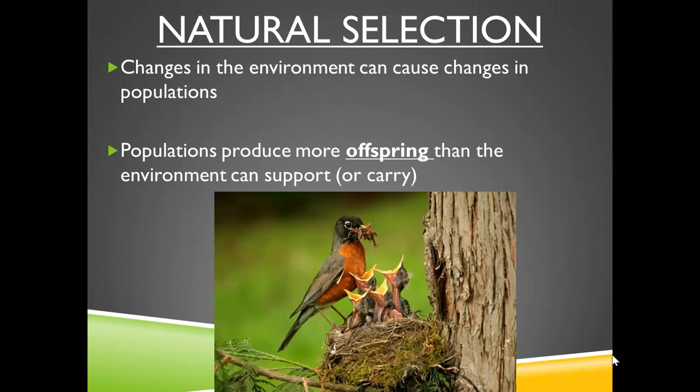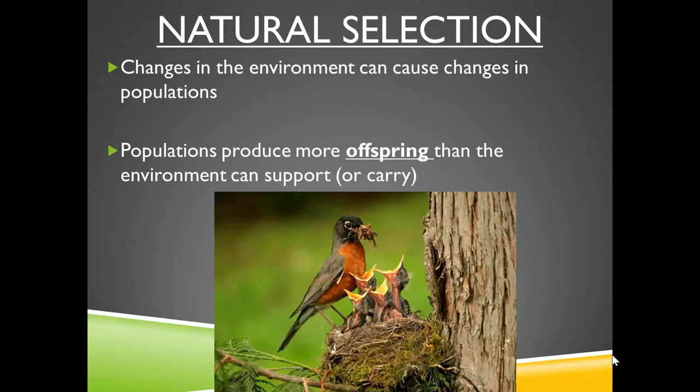All right, natural selection. It's when changes in an environment can cause changes in populations. Okay, we all are organisms that live in an environment. You live in your city where you have a certain type of temperature. You have other animals that are there. You have shelter, you have food, you have different resources that are there, and you pretty much depend on those things to keep your population or keep your species going.